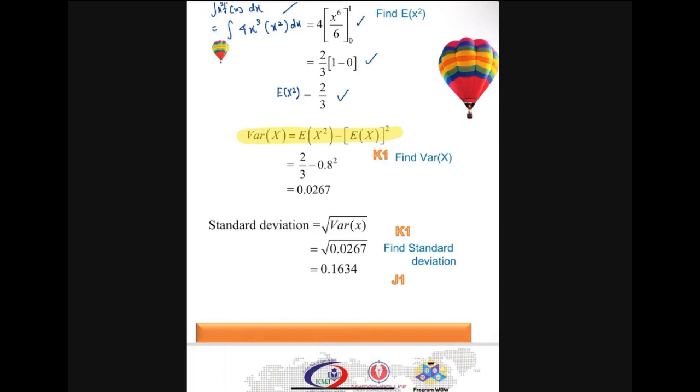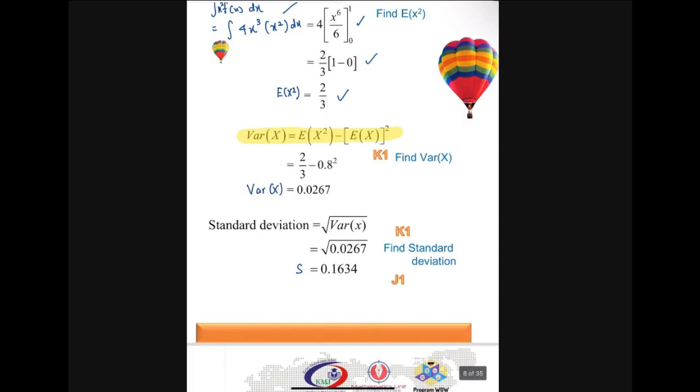And that is for variance of x. Okay, still not the end of our solution. We have to find now the standard deviation. As we all know, the standard deviation would be square root of our variance. So square root of 0.0267. That's how we find our standard deviation.